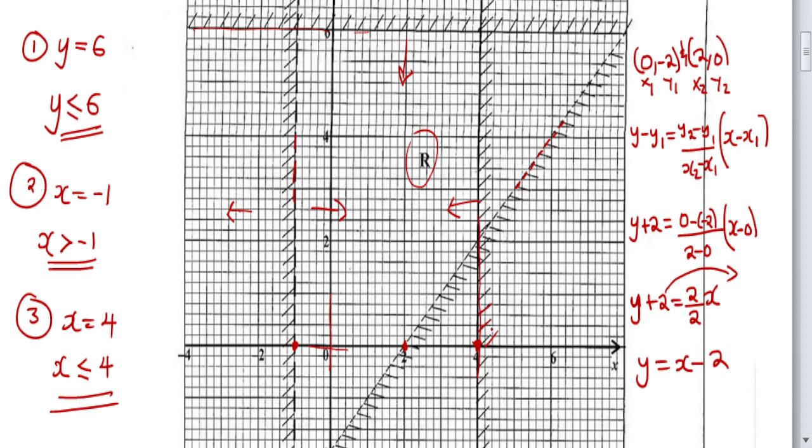Then the question we're asking ourselves is, what we're looking for, is it greater than or less than? What we're looking for is up, have you seen? So that is greater than. So I'm going to say y is greater than. Since it's a dotted line, I'm not going to put the equal to, so y is greater than x minus 2. So this is the fourth inequality. I have found all the inequalities.